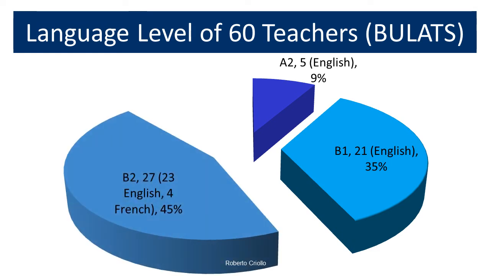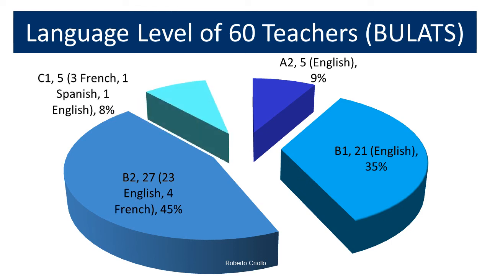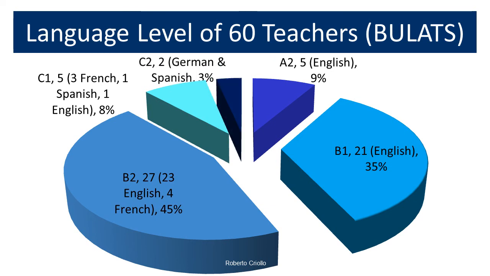Now, only 27 of them achieved a B2, but out of these 27, only 23 were English teachers, the other 4 were French teachers. And finally, only 5 teachers had a C1 level: 3 of them were French teachers, 1 a Spanish teacher, and only 1 an English teacher. And none of our English teachers had a C2 level in this sample.